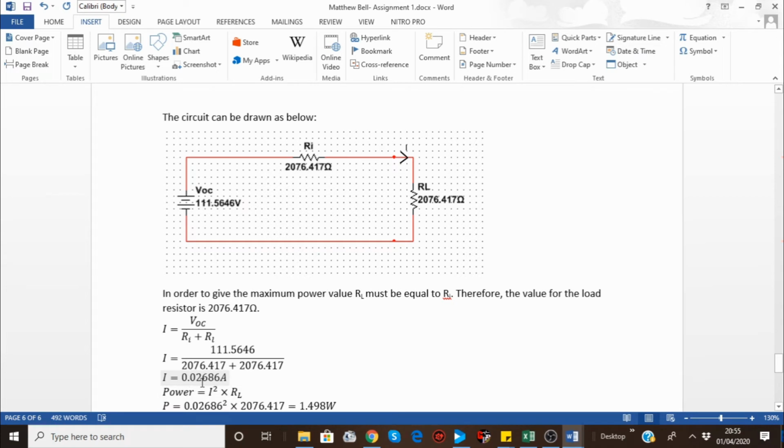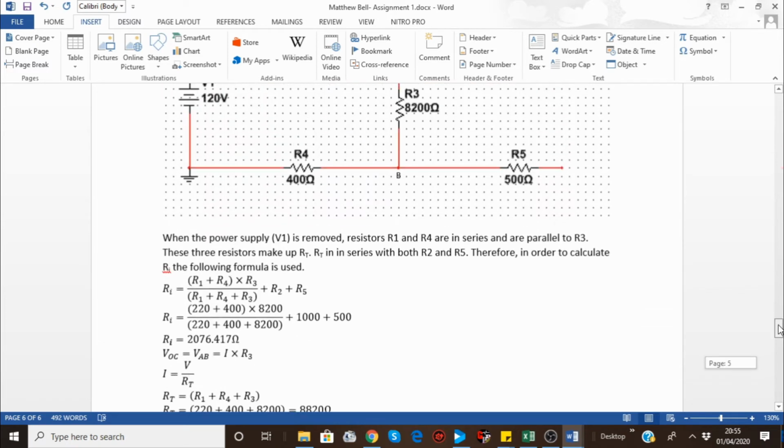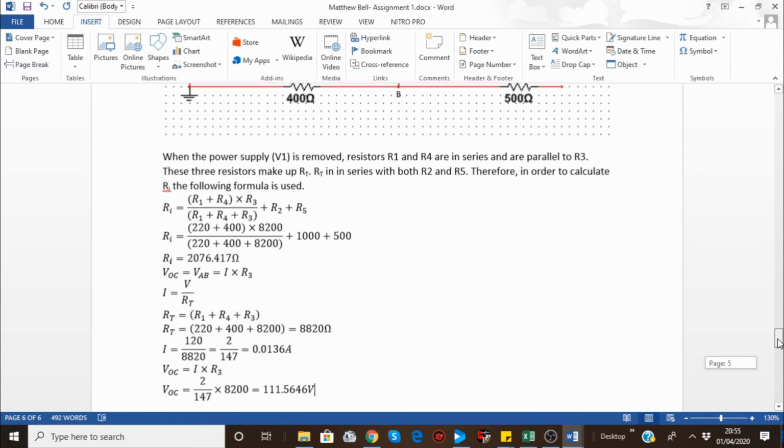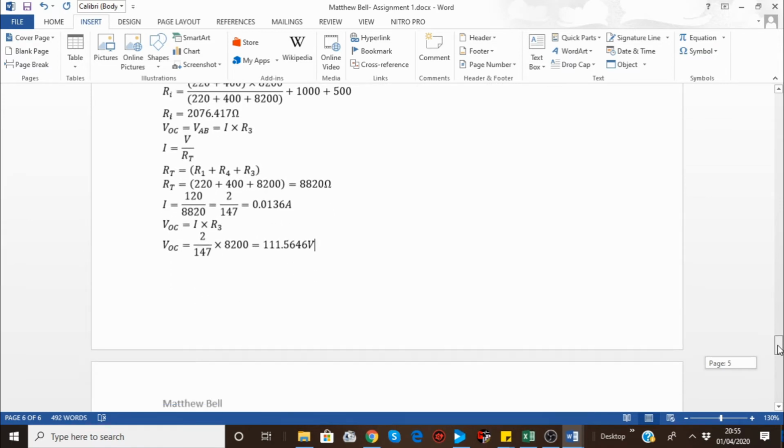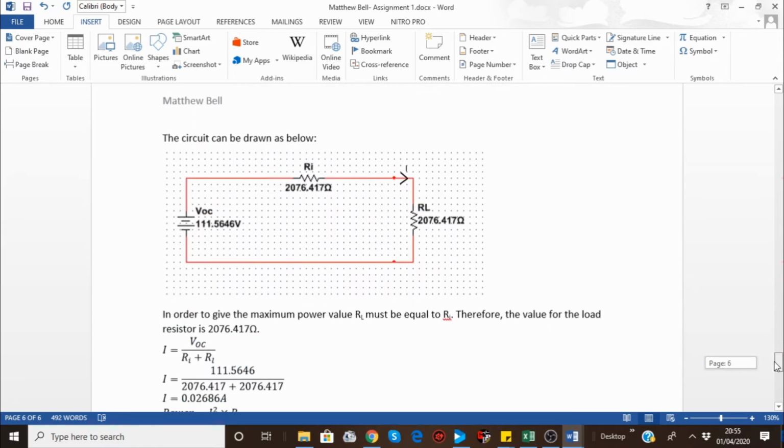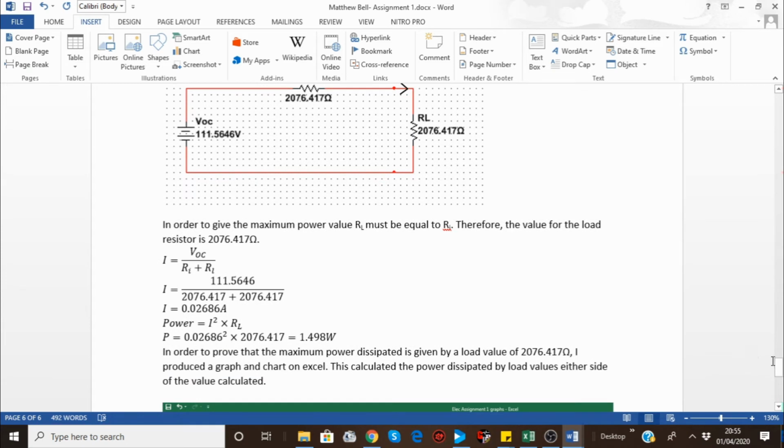I is 0.02686 amps in the Thevenin's equivalent circuit. Now don't get this confused. This is not the current that you found earlier. That current was for that circuit, for that purpose, and this current is for Thevenin's equivalent circuit.